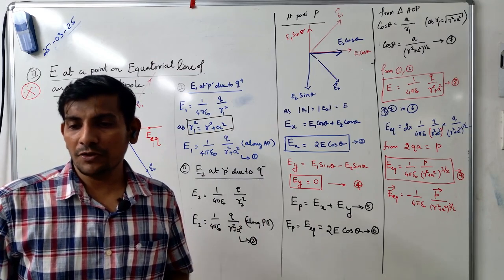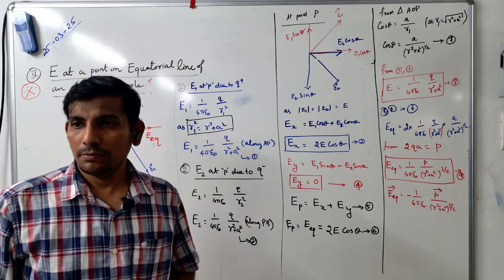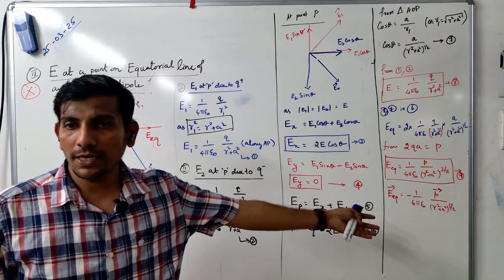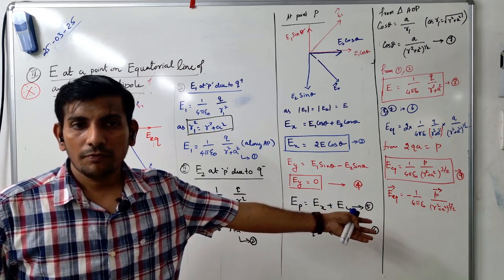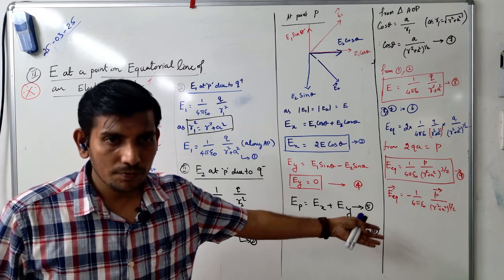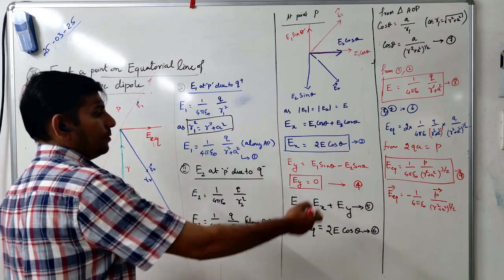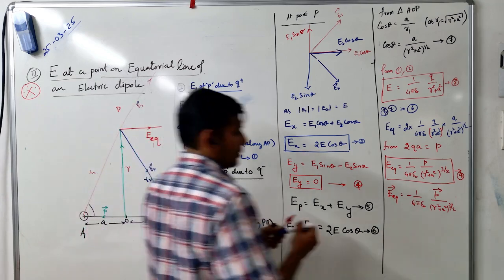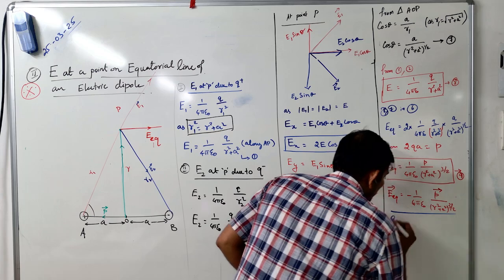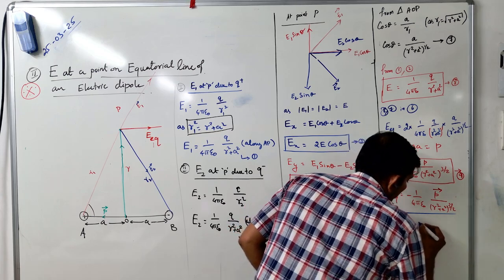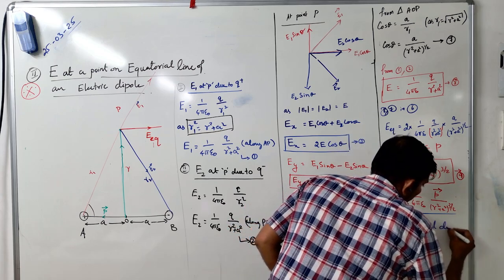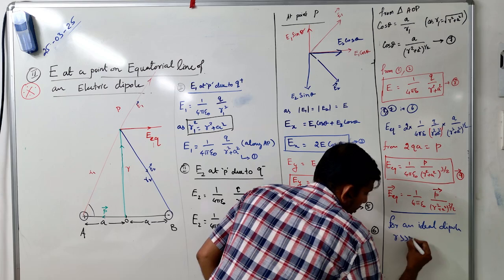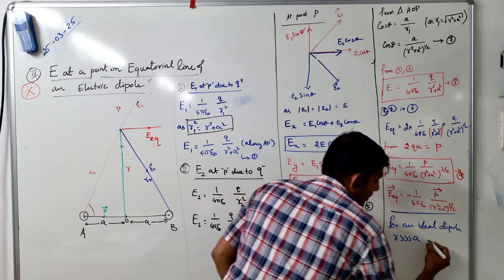Got it? You know the next process. For an effective dipole, yes, very good. Special case. For an effective dipole, right? So what's the next one? For an ideal dipole. For an ideal dipole, what's the condition? R is much bigger than A.